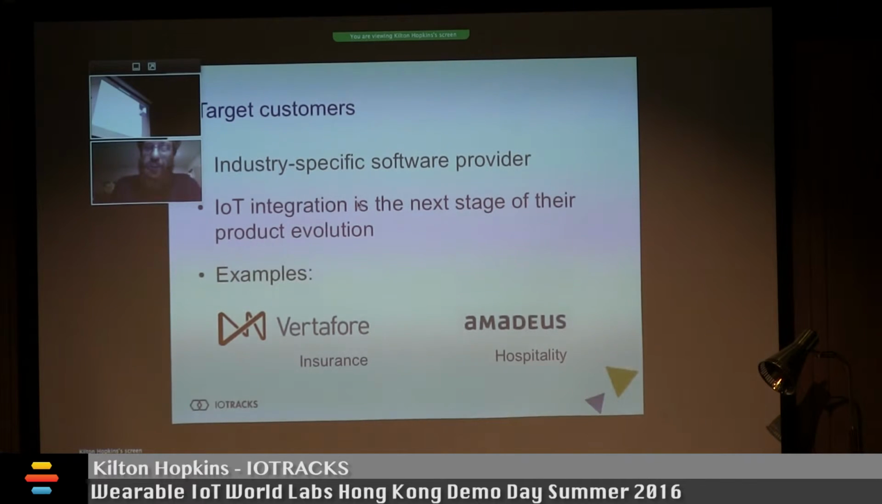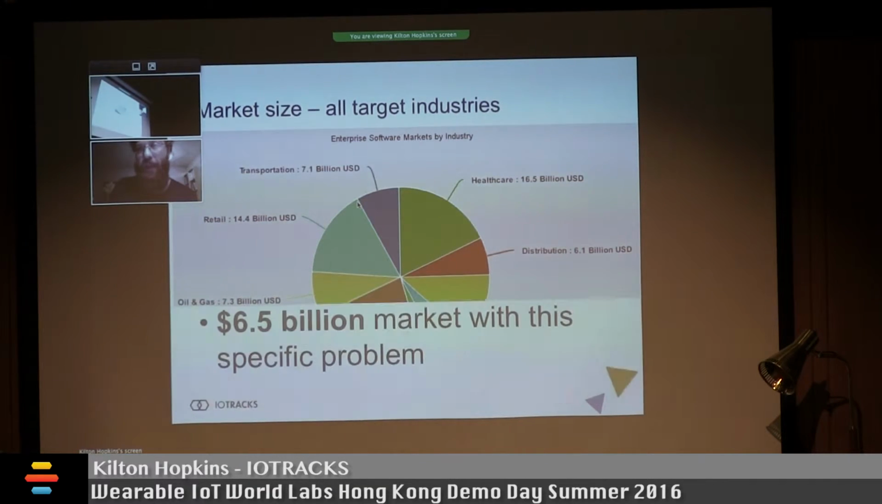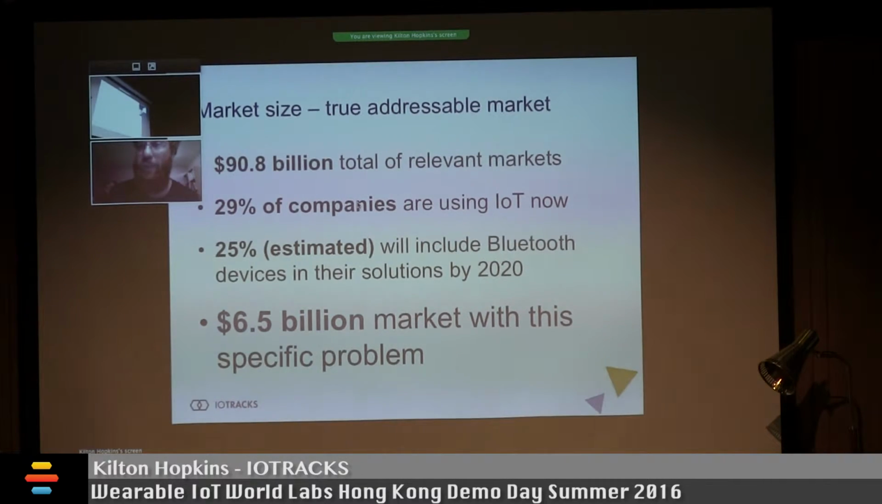And who cares about that? Well, our target customers look a little something like this. There are industry-focused software solution companies, and for them, IoT integration is the next stage of their product evolution. And when you put them all together, you have a big pie like this, in which these are the industries where IoT really makes sense as the next step. And it totals out to $90.8 billion of total market, and that is the 2015 US dollar figure. That's not projected, that's current.